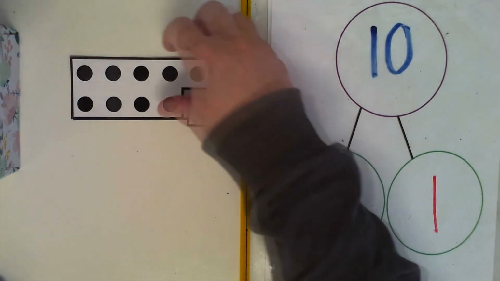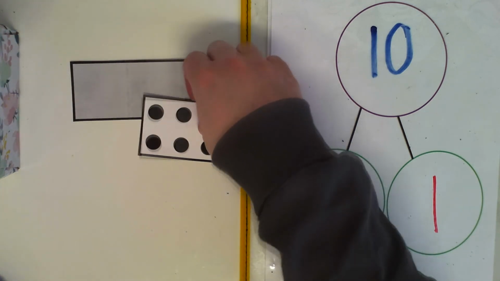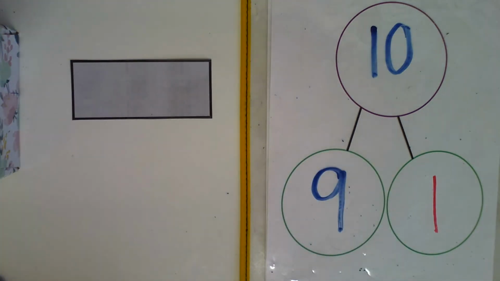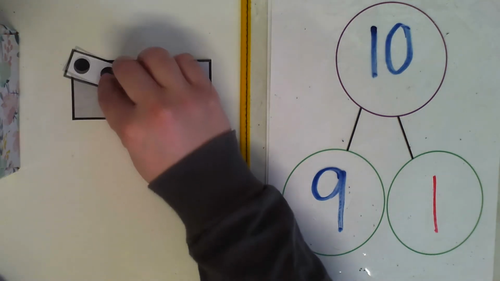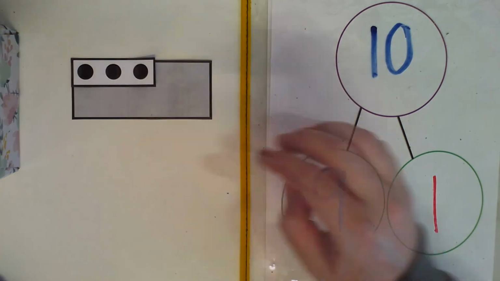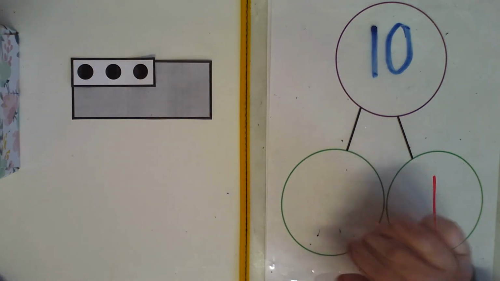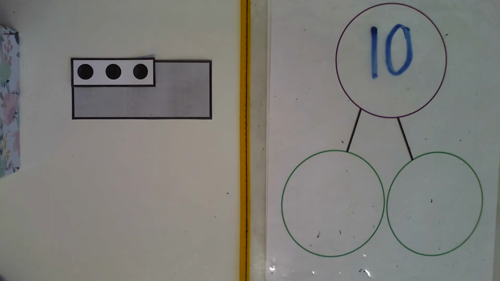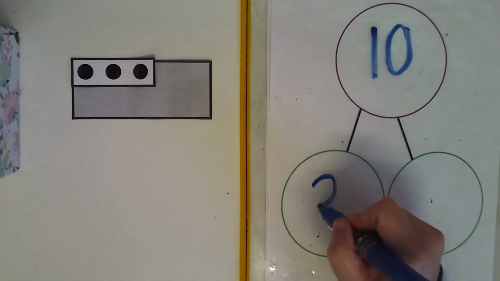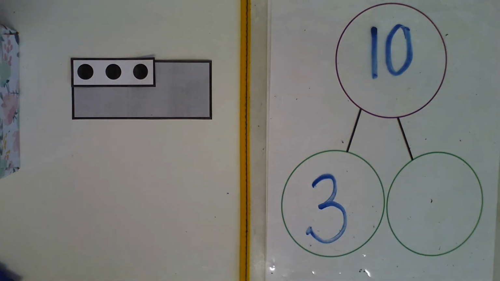Go ahead and erase out your parts. Last one. Here we go. The last one. See if you can get it. I'm going to make it tricky. Here we go. We have, go ahead and write how many in this part. So we have 3 already. See if you can figure out how many more we need to make 10. Write it in this part over here.